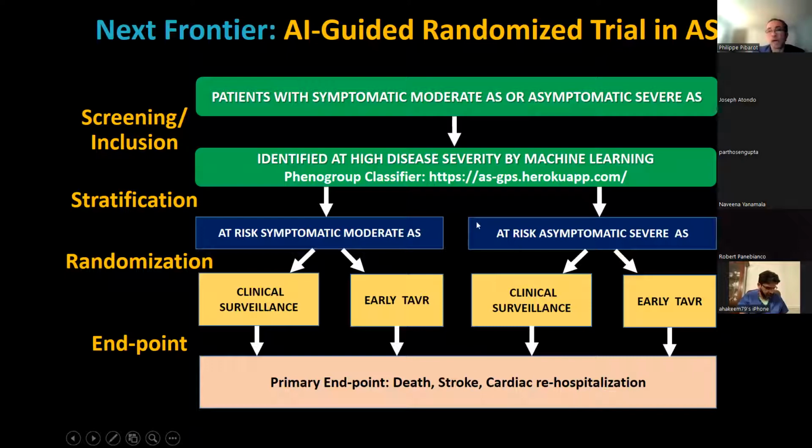So I think there is still some work to do, because the phenogrouping that we did based on machine learning is more adapted for patients with severe AS. We may need to do the same exercise for those with moderate AS. But anyway, that's ongoing work that would be very interesting. I think it's the future. We may see in the near future some AI-guided randomized trials. What would be AI-guided is essentially the inclusion and exclusion in the trial. And I think it's going to be very interesting.